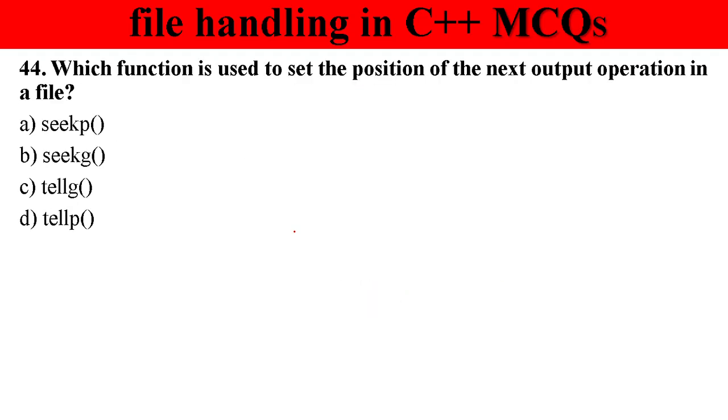Question number 44. Which function is used to set the position of the next output operation in a file? The function to set the position of the next output operation in a file is the seekp function.